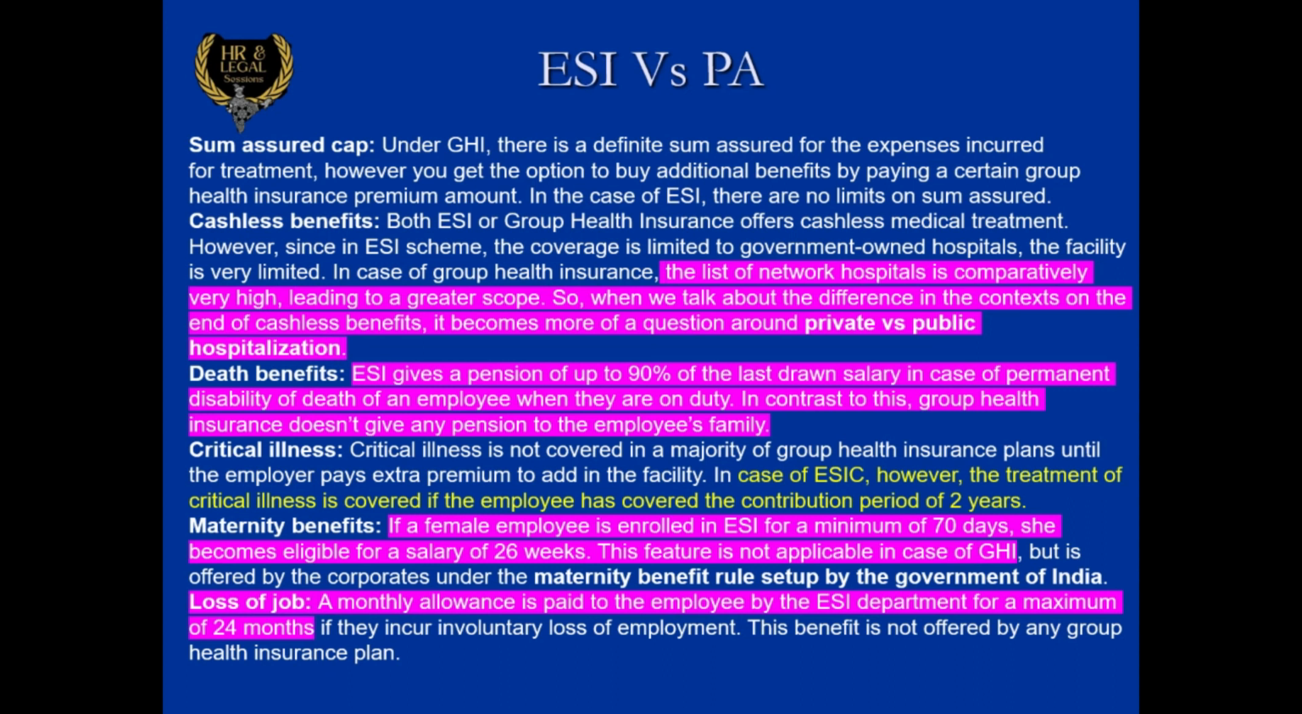And critical illness: in the ESI, treatment of the critical illness is covered if the employee is covered under the contribution period of 2 years. So critical illness will be extended by the ESI, but here there is no such thing. Maternity benefit also, everybody knows that now the government of India has extended the maternity benefits for women employees. And for loss of job, the ESI is extending 24 months of unemployment allowance, but in the personal accident policy there is no such thing.